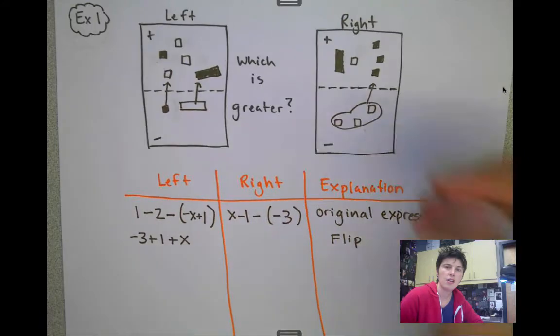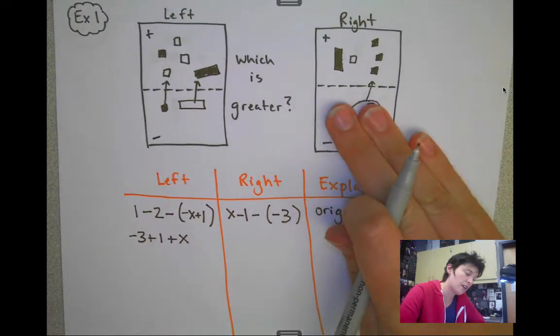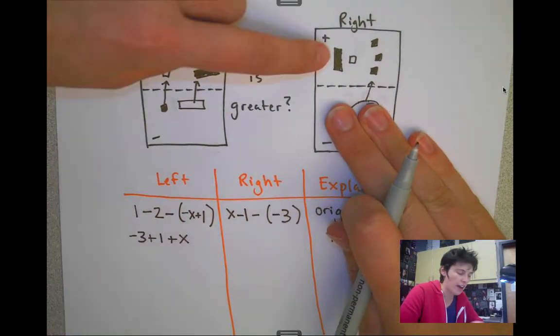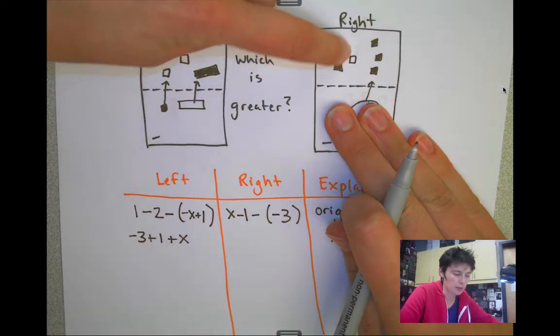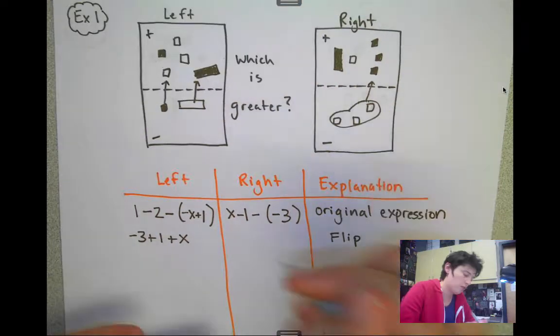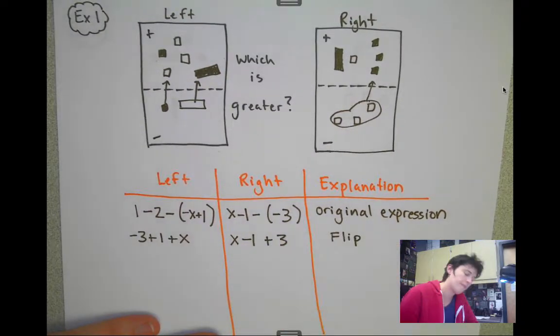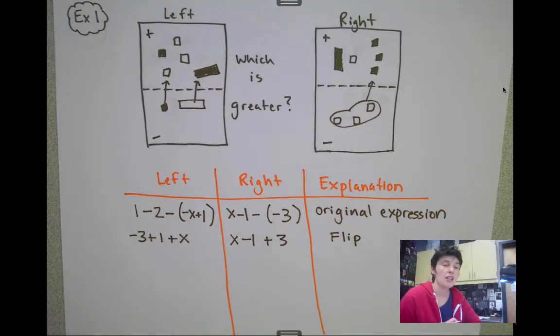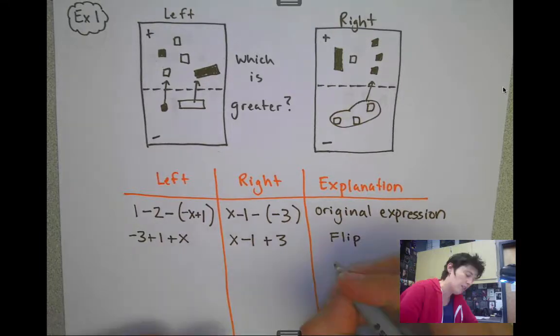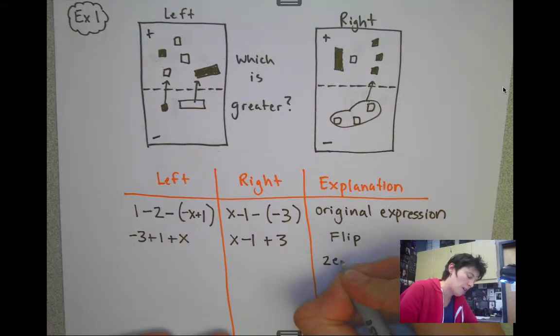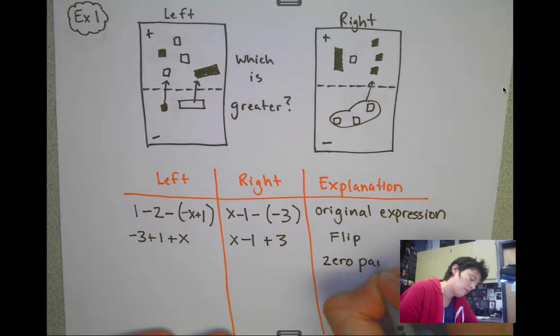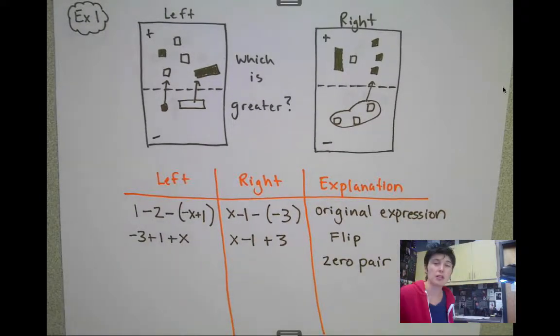And on the right, I no longer have what's down below. I don't have that anymore. I have X, a minus 1, and 3 units. So I'm going to write X, a minus 1, plus 3 units. That's my flip move. The next thing I can do is I can zero pair this problem. I can look for 0 pairs and remove them.